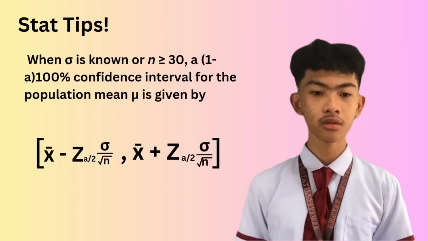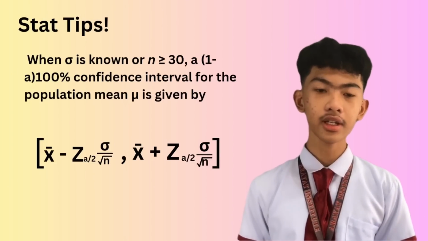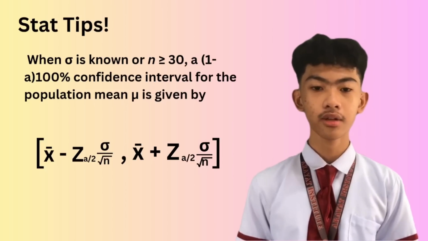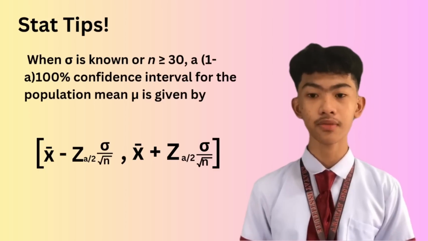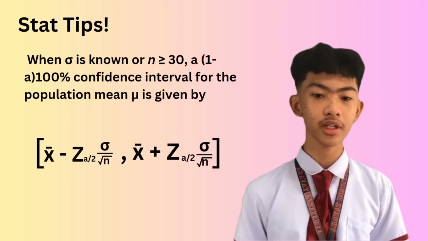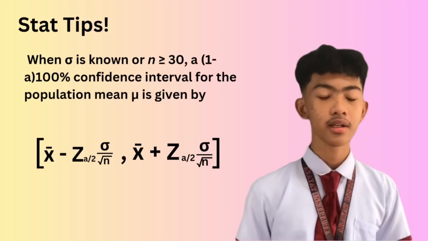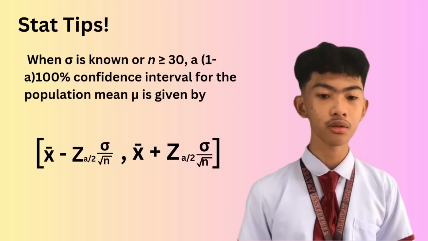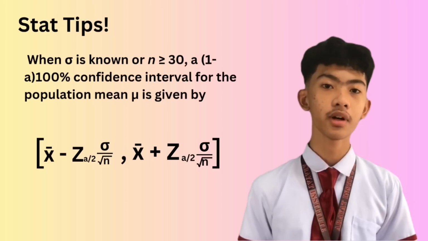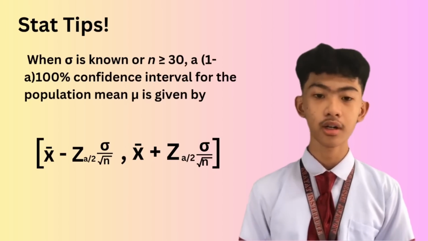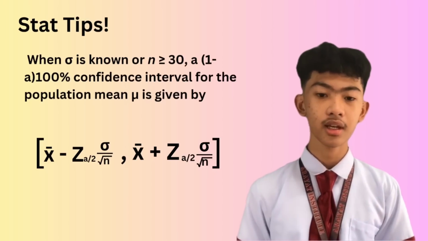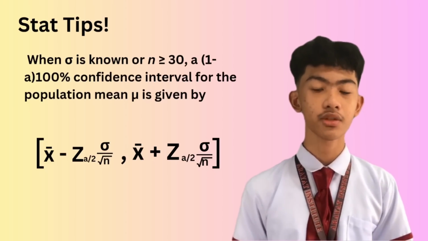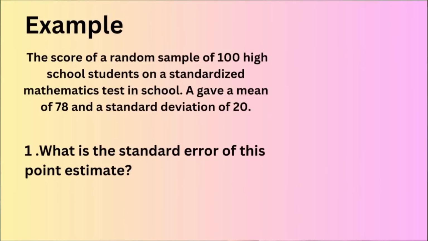When variance is known or n is greater than or equal to 30, a (1 minus α) times 100% confidence interval for the population mean is given by sample mean minus z sub α over 2 times standard deviation over square root of n, or sample mean plus z sub α over 2 times standard deviation over square root of n. Let's solve number 2.